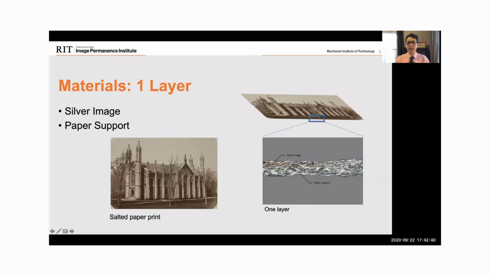If I were to flip that print onto its side and zoom in and magnify about 200 times, we get the layer structure, which is here. And you can see that this brown coloration is the silver image in the paper support. So the image actually forms within the paper, and we call that a one-layer structure. Other photographs that have a one-layer structure come later, such as the platinum print and the cyanotype.